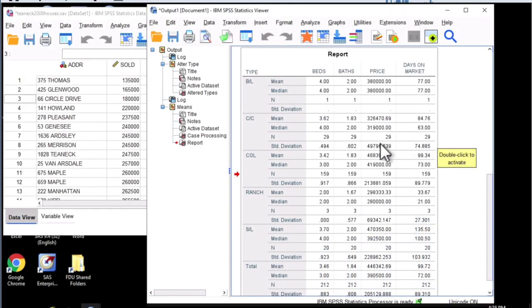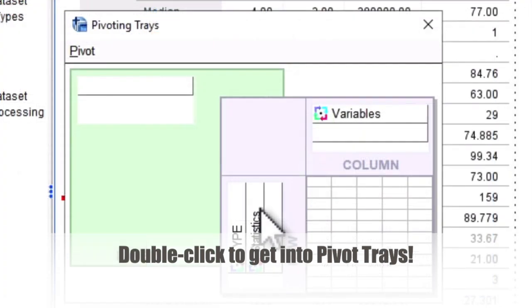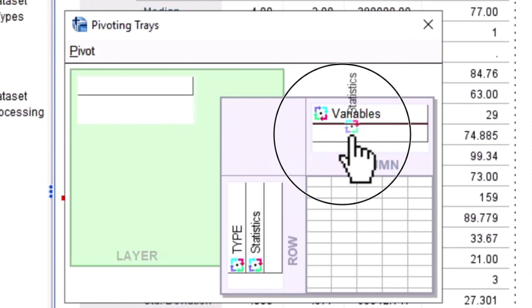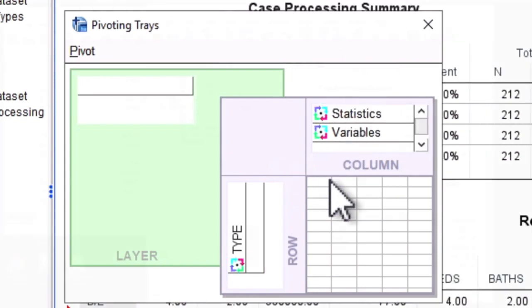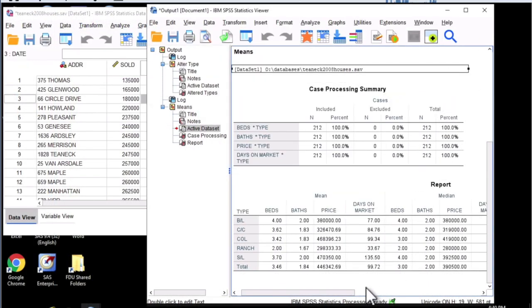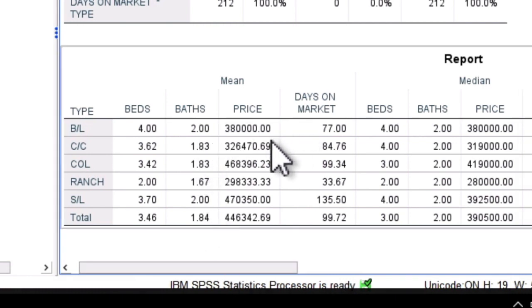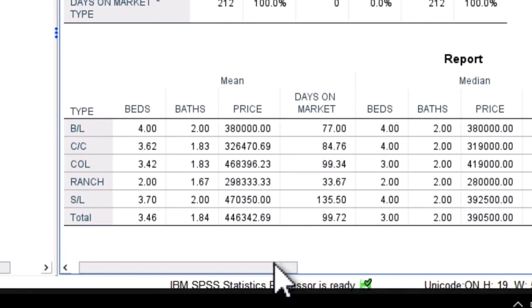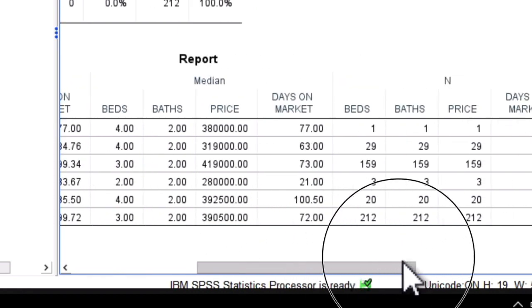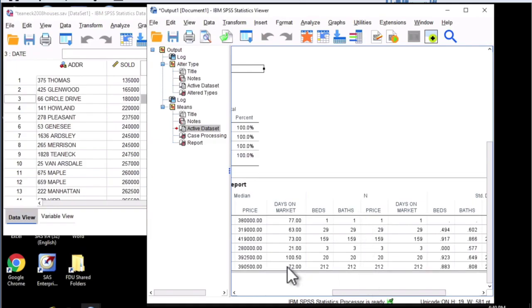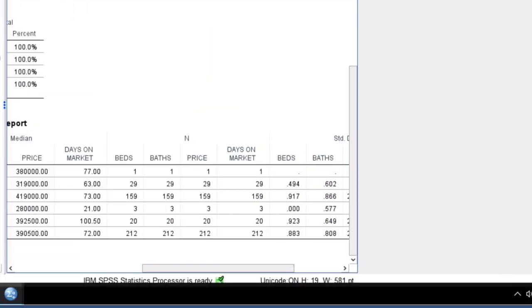See, then you've got the number of cases. If you run it slightly differently, you can make it a little more compact, and you can also do clever things here. By double-clicking, you get what's called pivot trays. So you can move your statistics up here into variables. And now you might say it's easier to compare means because you can see them all right next to each other. Of course, you still have to go down to the sample size to see which ones are actually real.